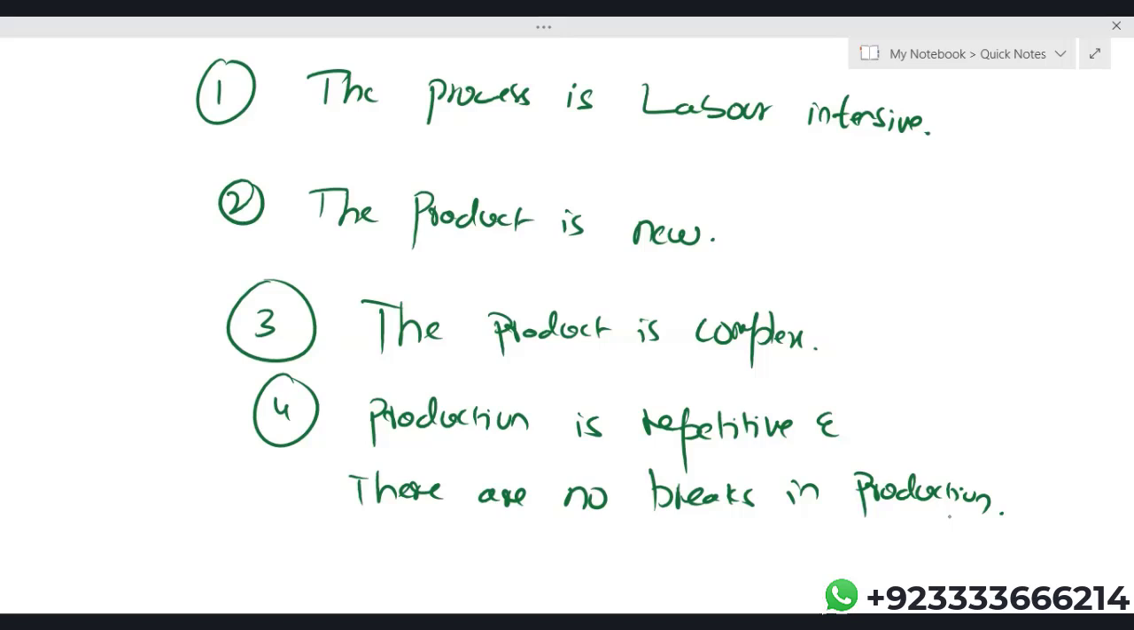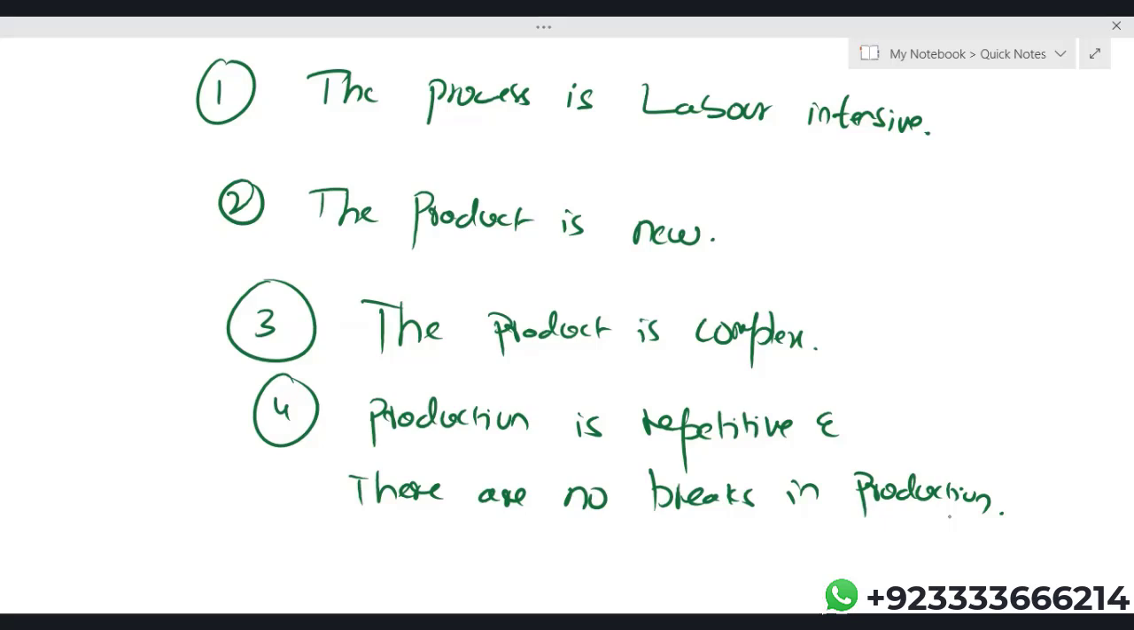Another limitation is the product is new. In a modern manufacturing environment, products are having a short life cycle. In a short life cycle, every time laborers are involved in manufacturing, producing the new product, which again limits the effectiveness of the learning curve. If the product is complex, a very limited benefit you can get from the learning curve, not a really big benefit. Another thing is the learning curve assumes that production is repetitive and there's no breaks in the production.